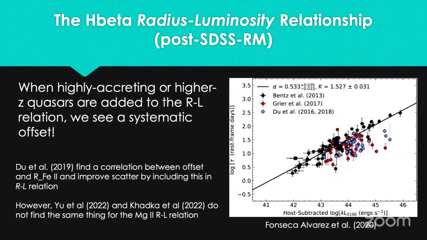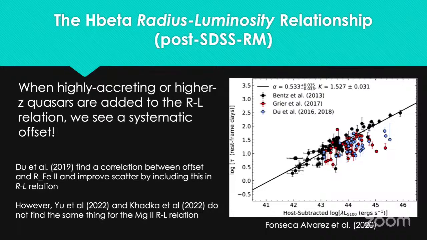Now, the other thing that was affected significantly, and something that I spend a lot of my time thinking about, is the radius-luminosity relationship. That nice, tight relationship that I showed you before was calibrated off of the 50 or 60 local Seyfert galaxies. And when we started putting in our SDSS quasars, you can see in red here, the relationship started to look a lot less great.